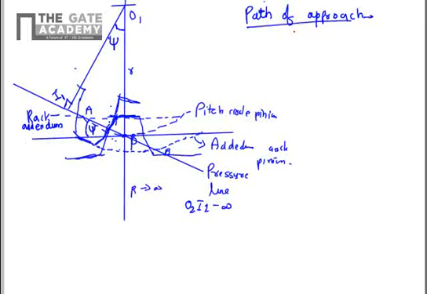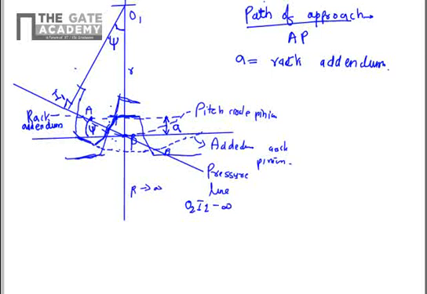Path of approach is nothing but the distance AP from the first point where the contact happens, that is point A, to the pitch circle point, the center point P. So the rack addendum will be a given quantity normally. The rack addendum is the distance of the top face of the rack to the pitch point. So that will be given, let's say A. So small a is the rack addendum. It will be a given quantity.